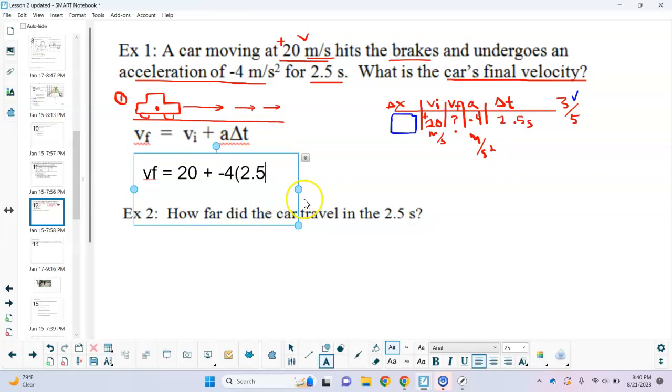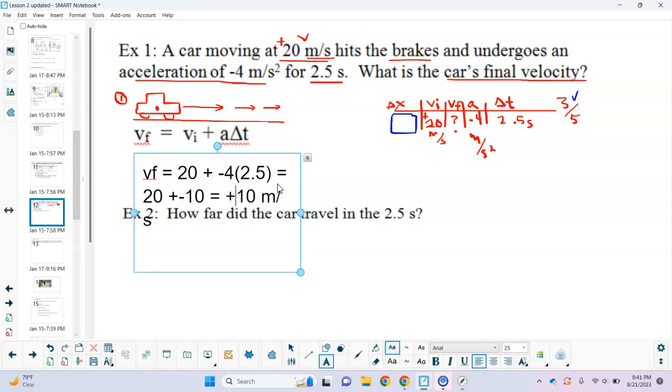So just to be clear, I don't need you to write in the units when you're plugging in for the math. Sometimes that confuses people. I generally tell people just to put it in their equation that way, and then do the math and solve. So negative 4 times 2.5 is negative 10, so it'd be 20 plus a negative 10, which is going to give you 10 meters per second. It's a positive value because the car is still moving to the right. And that should make sense. So it slowed down. It went from 20 to 10 meters per second in that amount of time.